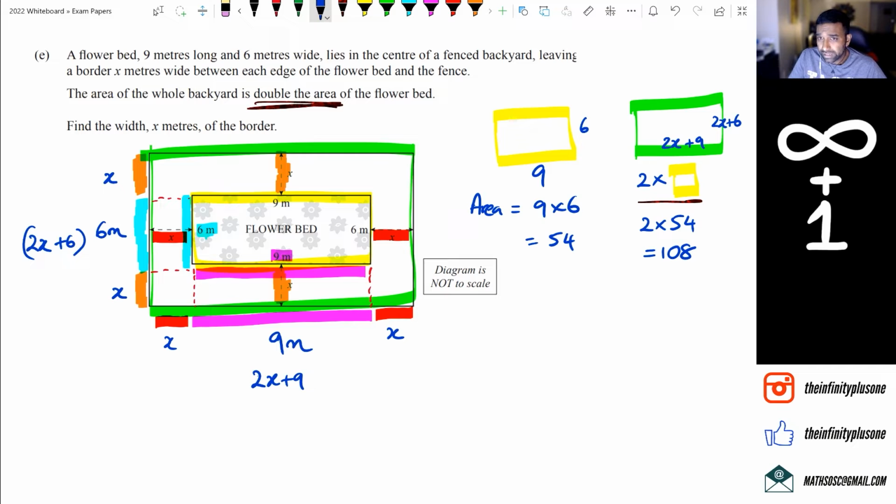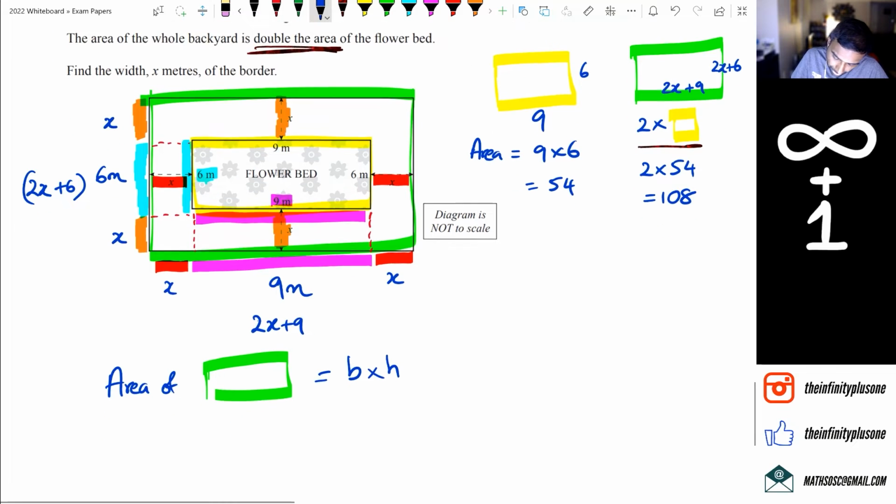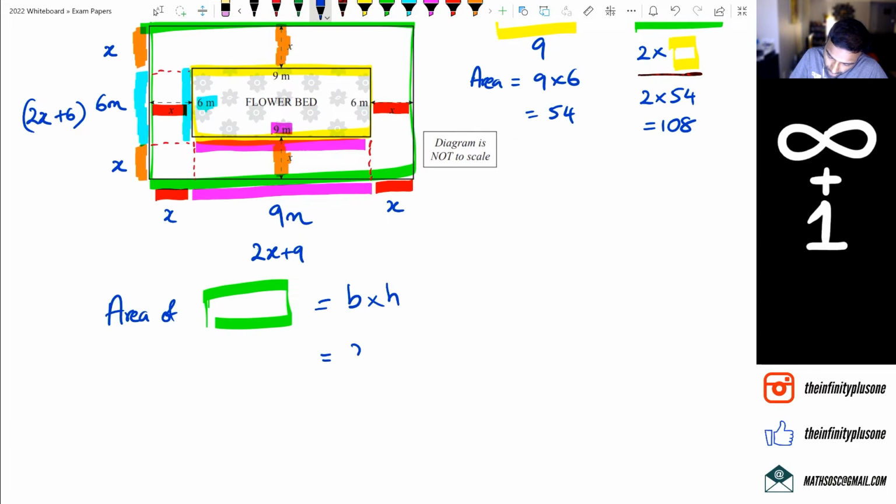We have rectangles. We have the base and height of the green rectangle. We have the area of the green rectangle, which is 108. So we can say area of green rectangle is equal to base times height, which equals (2x plus 9) multiplied by (2x plus 6). We also know that this is worth 108. So we can go 108 equals this.